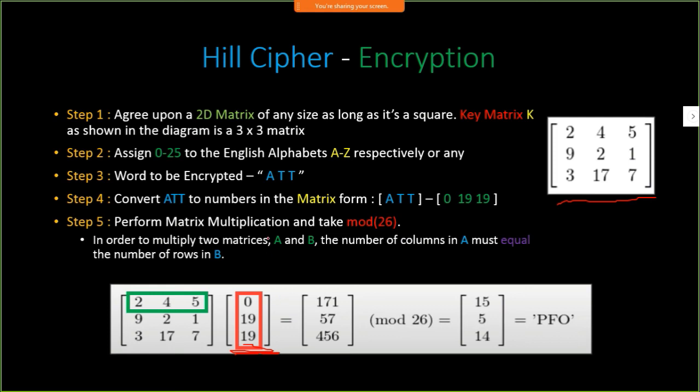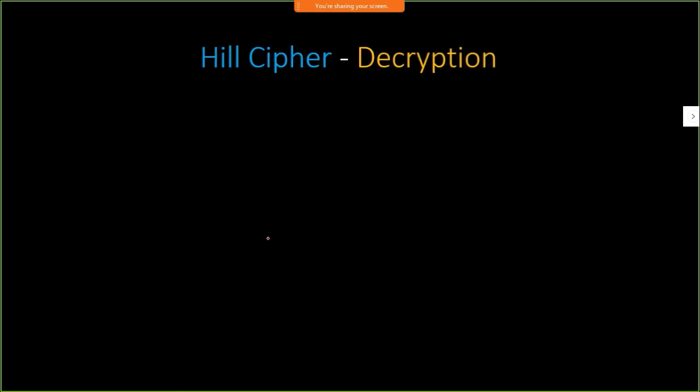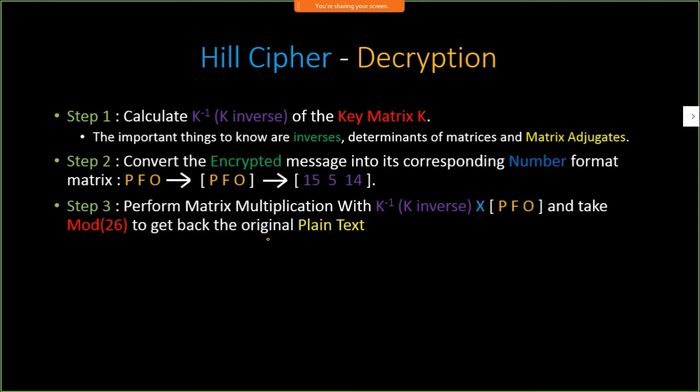So I will discuss that later. And the decryption process is the same process. You calculate the K inverse, which is totally mathematical. You have to know about matrix multiplication, the inverse matrix, and the adjoint matrix. Calculate K inverse of the key matrix. The important thing to know is the inverse determinant of the matrix and the matrix adjoint.